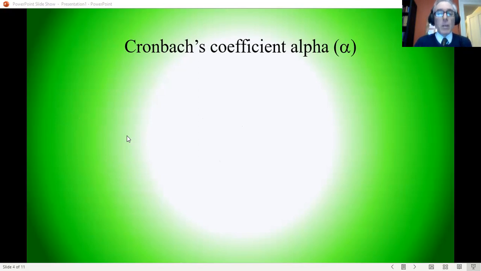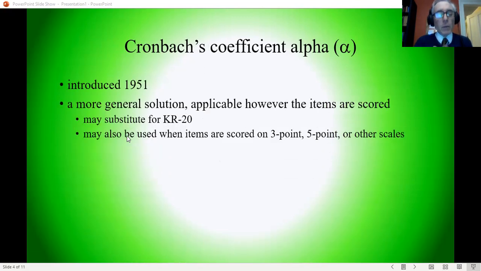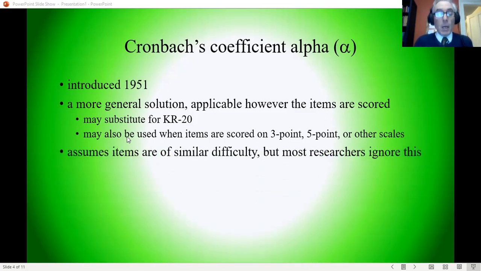Which was introduced about 14 years later in a paper authored by, guess who, Lee Cronbach. And this is a broader, more general solution to the same problem that Kuder and Richardson had been tackling a generation earlier. You can use this whenever you can use KR20, but you also can use it if the items are being scored, say, on a 3-point scale, wrong, halfway there, correct, or a 5-point Likert type scale, or a 10-point scale, or anything else. There is an underlying assumption here that all the items are about equally likely to be answered in the keyed direction.